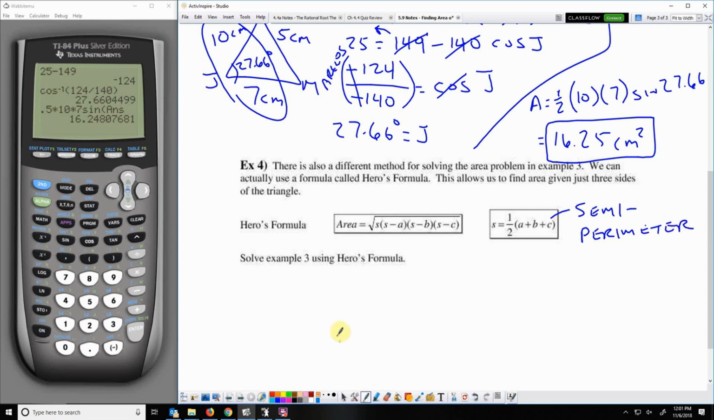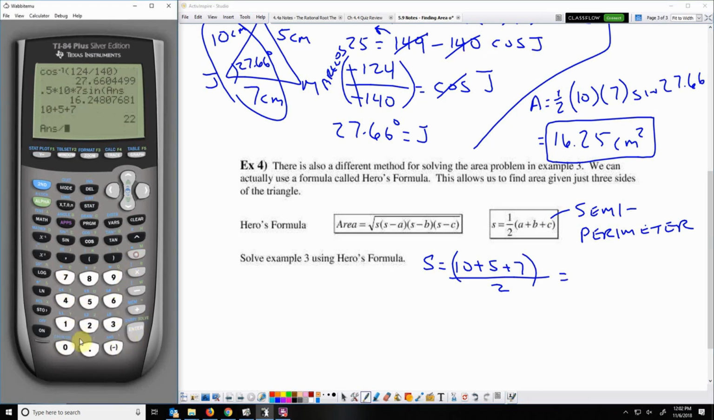Okay, so the first thing from that triangle above would be to find the semi-perimeter. So the sides were 10, 5, and 7. And I'm going to take half of that. I can put a half out in front or just divide by 2. It's going to give me the same thing. So 10 plus 5 plus 7 divided by 2 is 11. So I've got a semi-perimeter, or a half perimeter, of 11.